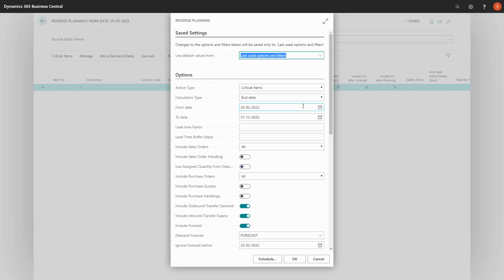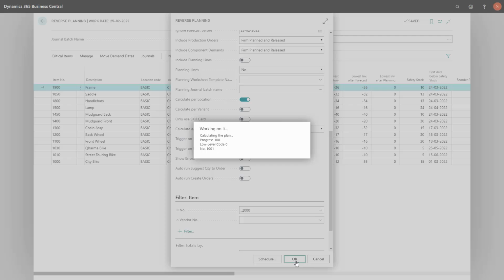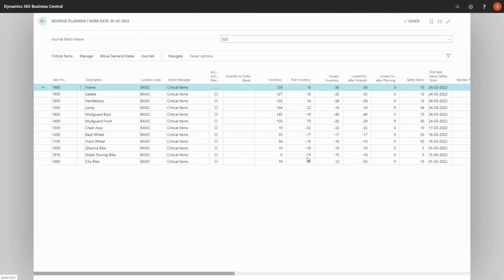Calculating with trigger on end inventory shows the items that are even more critical than the items that go below zero or safety stock in the period. So if I'm not setting the check mark on trigger on end inventory and I'm calculating my critical items, I will have some items with a positive end inventory in the period.